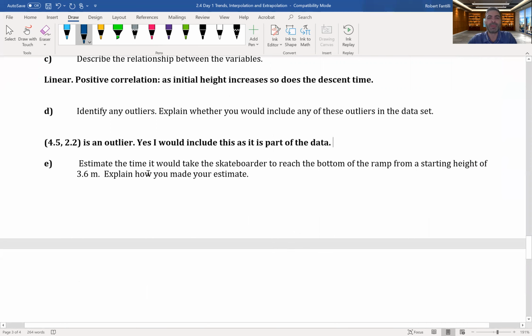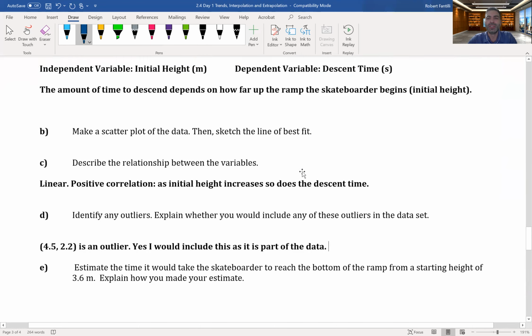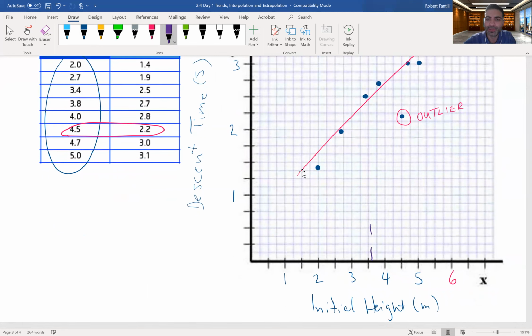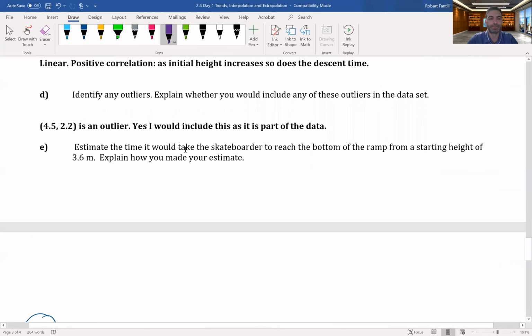So then it says here, estimate the time it would take the skateboarder to reach the bottom of the ramp from a starting height of 3.6 meters. So if we look at the 3.6 meter mark, I'll try and use a different color here. Let's use purple. At the 3.6 meter mark, you're looking around this area. If I follow 3.6 all the way up, I'm somewhere about there. Okay, so that says it's about 2.5. So we can expect that it would take 2.5 seconds at 3.6 meter height.